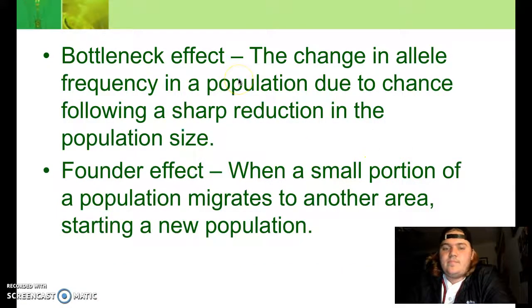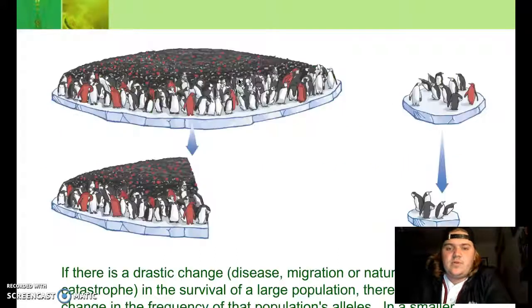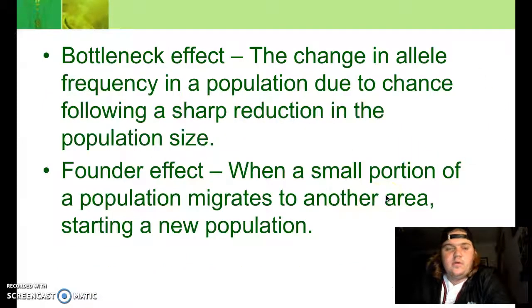The bottleneck effect, this is pretty interesting. The change in allele frequency in a population due to chance following a sharp reduction in the population size. How this explains it is like the one red penguin is the outlier. In a group, it's more hidden and it's not as easy, but when there's only 10 or so, the one stands out and can fall off. Whereas if a population's larger and it loses 50%, it's not drastic, it's still going to survive. But in a smaller population, you lose 50%, it's detrimental.